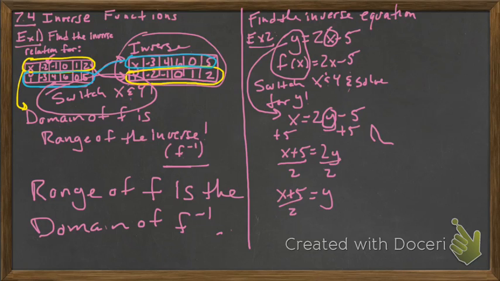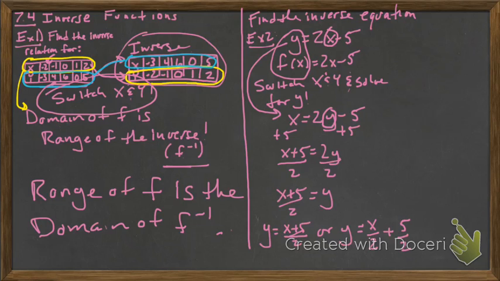Now, what we just found is our inverse relation. You could write it like either y equals (x plus 5) over 2, and of course, we could divide each term by 2, so we could write it as y equals x over 2 plus 5 over 2. Right? These are both the same thing.